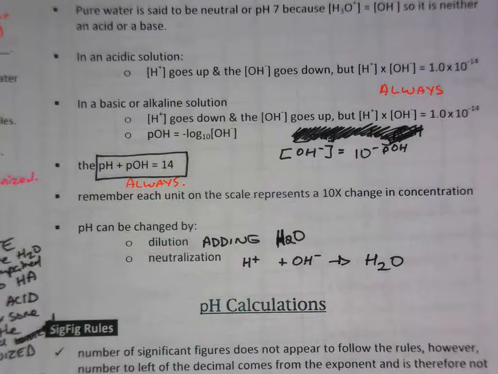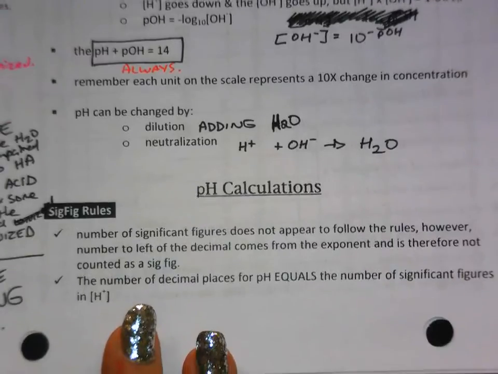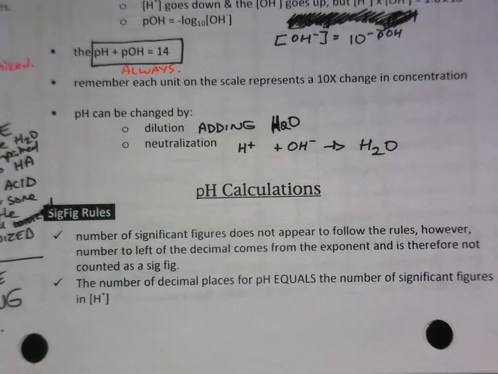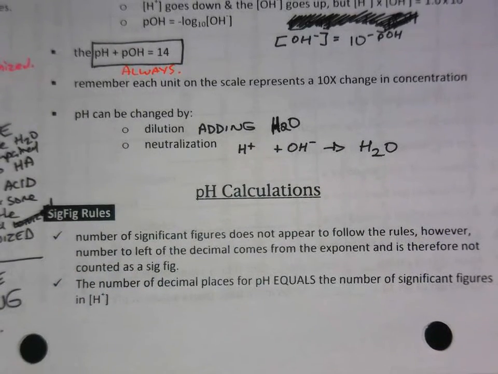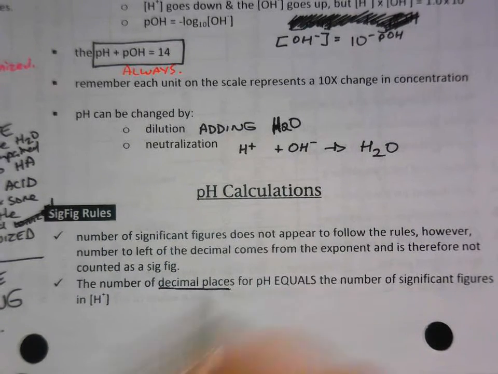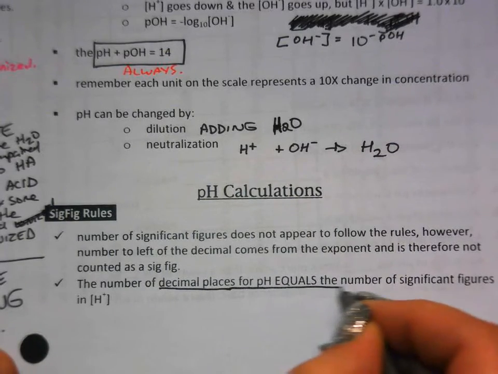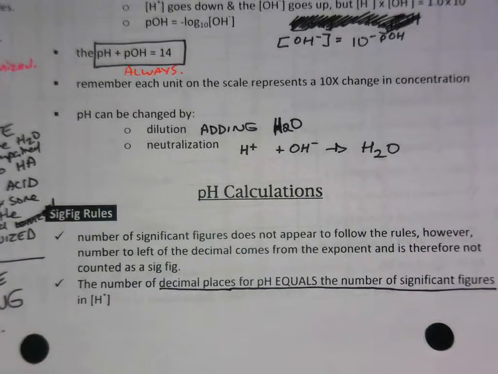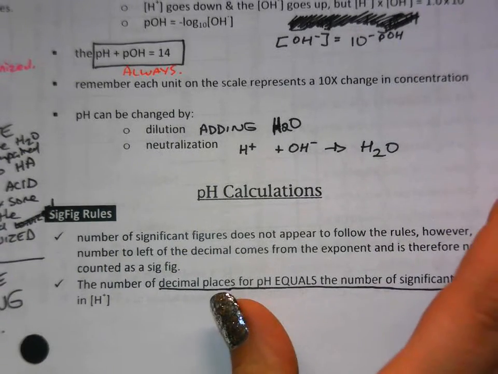So we're going to go back and do some more pH calculations. This time, since we've talked about significant figures, we're going to incorporate significant figures into the calculations, but they're a little bit weird when we're using log formulas like this. It doesn't follow the rules that we've talked about before. In this case, the number of decimal places in the pH is equal to the number of significant figures in the question. So that means that first digit doesn't actually count as a significant figure. Let me show you how that works in a few examples.